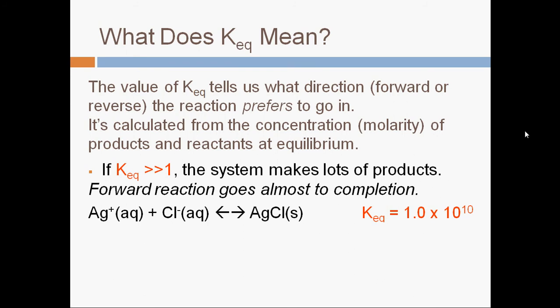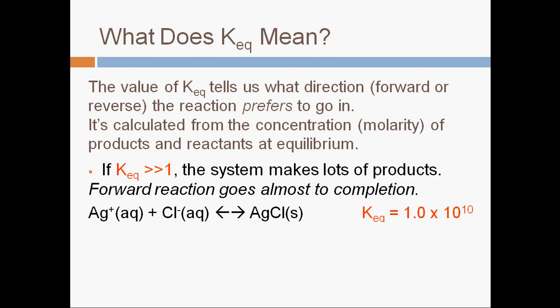An example would be this reaction shown right here, where we've got silver and chloride ions coming together to form silver chloride, the solid. Now we see the equilibrium constant for this reaction is 1 times 10 to the 10th. That's a really big number, and I can tell that because of that big positive exponent on the 10 in scientific notation. So that means that in this system, where we've got some silver ions, some chloride ions, and some silver chloride, we're going to have a ton of silver chloride, the product, and not a whole lot of the silver and chloride ions, the reactants. For the most part, most of these atoms prefer to exist as the product rather than as the reactants.